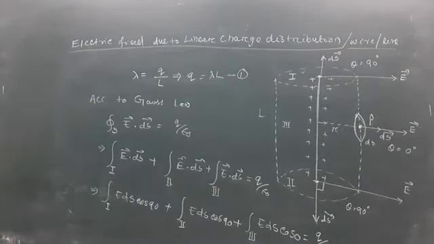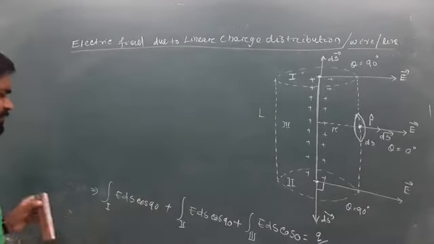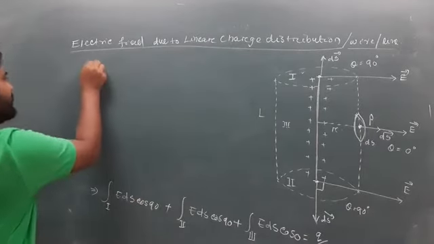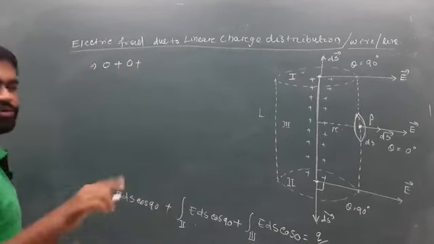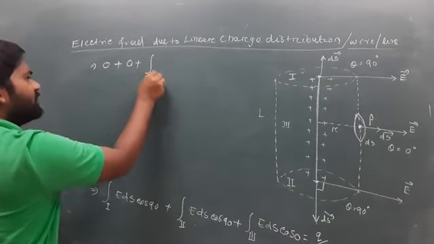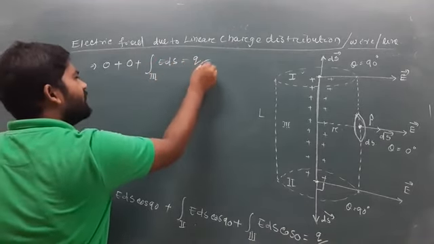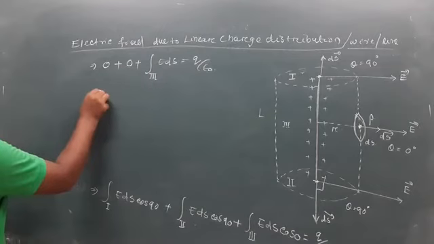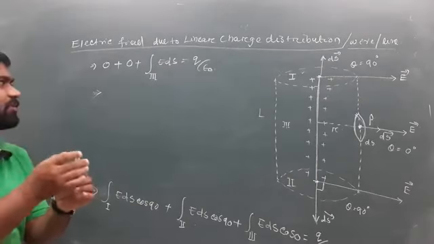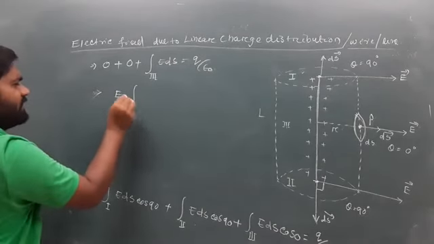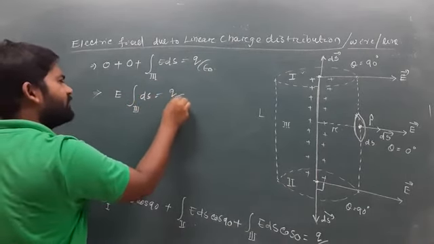Understand? Now, what is the value of cos 90? Cos 90 is 0. So this one is 0, plus this one is also 0, plus E dS cos 0, which is 1. So the integral over region 3 of E dS equals Q by epsilon naught. My region 3 is the curved region. So take E outside: E times the integral over region 3 of dS equals Q by epsilon naught.